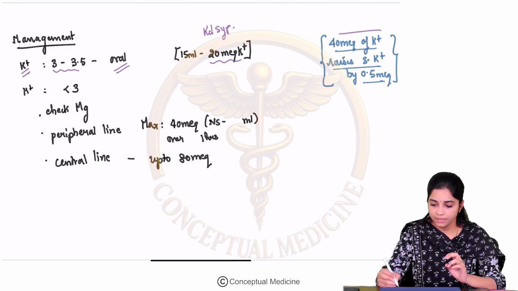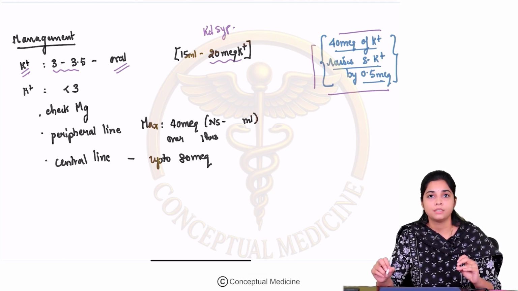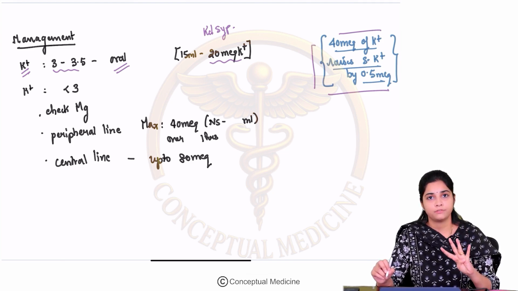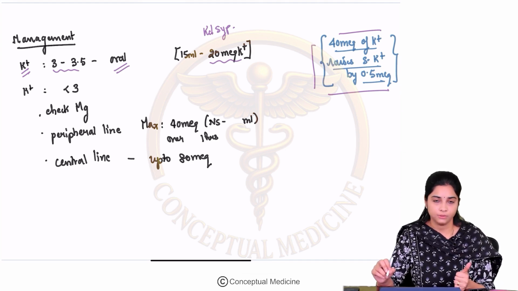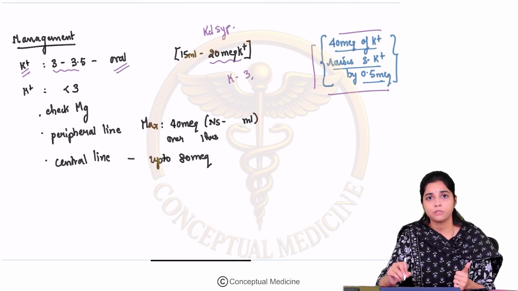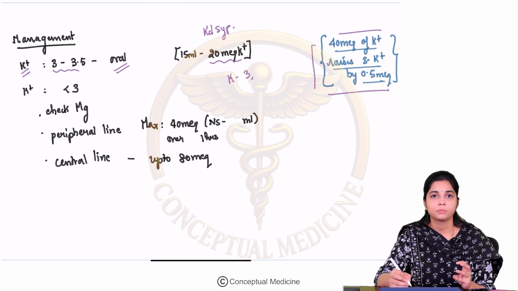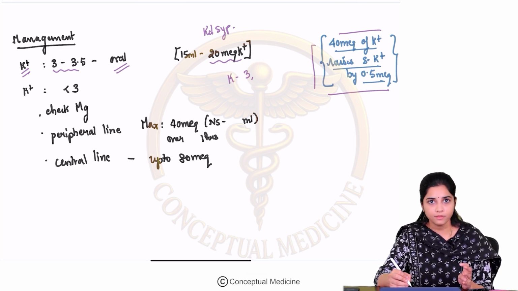So, 40 milliequivalents of KCl or external potassium raises the serum potassium by 0.5 only. So, let us say that the potassium is around 3. So, it's a very mild form of hypokalemia. Right, so you have to raise it to 3.5. So how much will you give? 50 ml of potassium chloride maybe in the morning and 50 ml of potassium chloride in the evening. Right, as long as there are no ongoing losses.